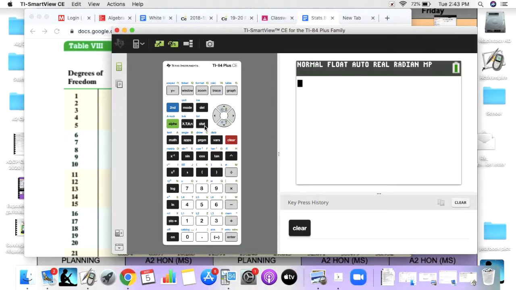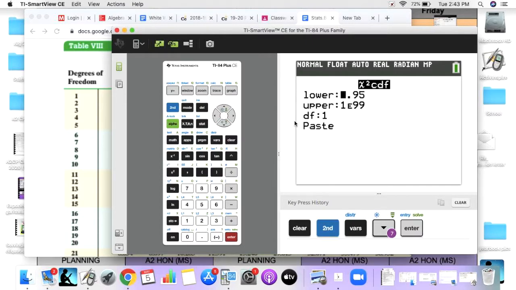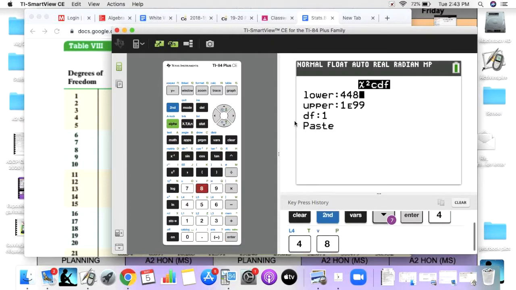So we do that by going under our distribution menu, and we're going to go all the way down to chi-squared CDF. Then our lower is going to be our test statistic, which was 448.0941, but we'll just leave it as 448.09 for now. 1E99 is our upper, and again, we use degrees of freedom as 1.